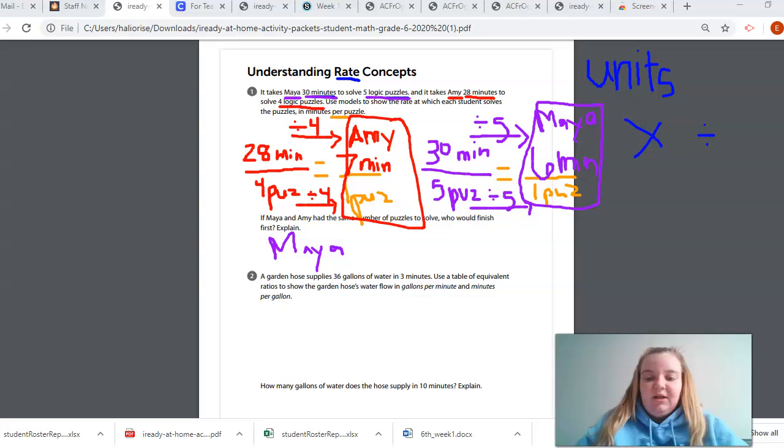Alright, I am just doing the first problem on this page.